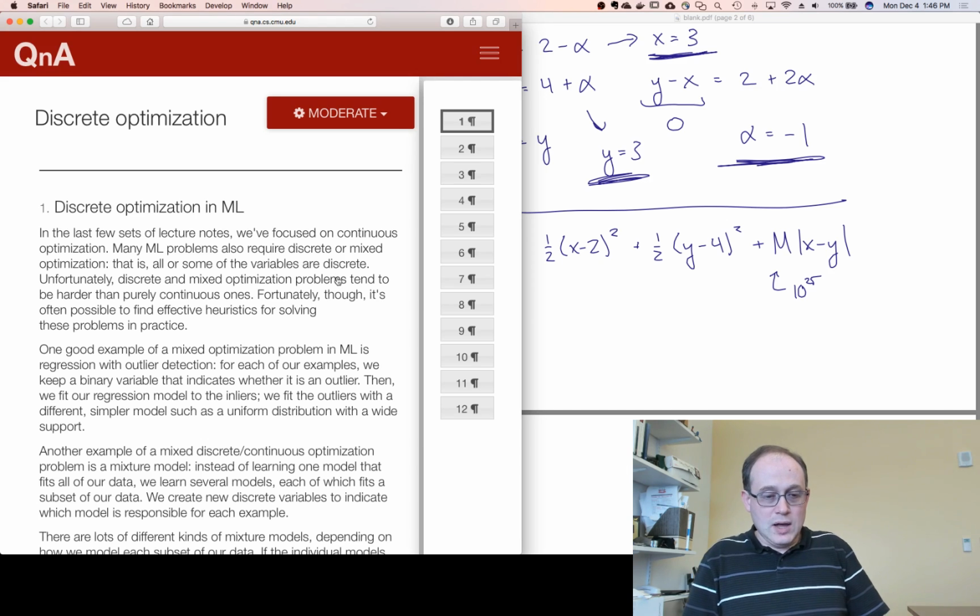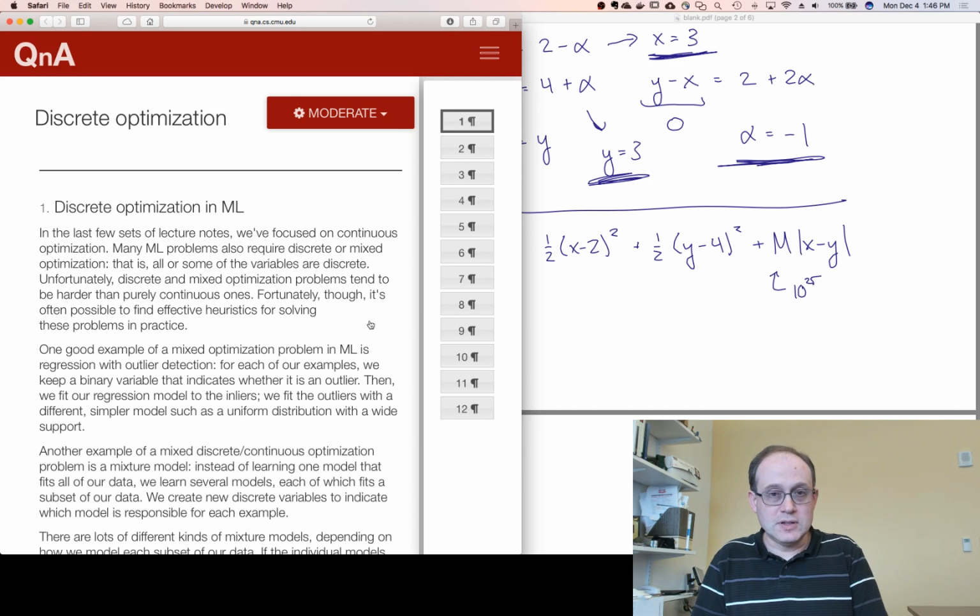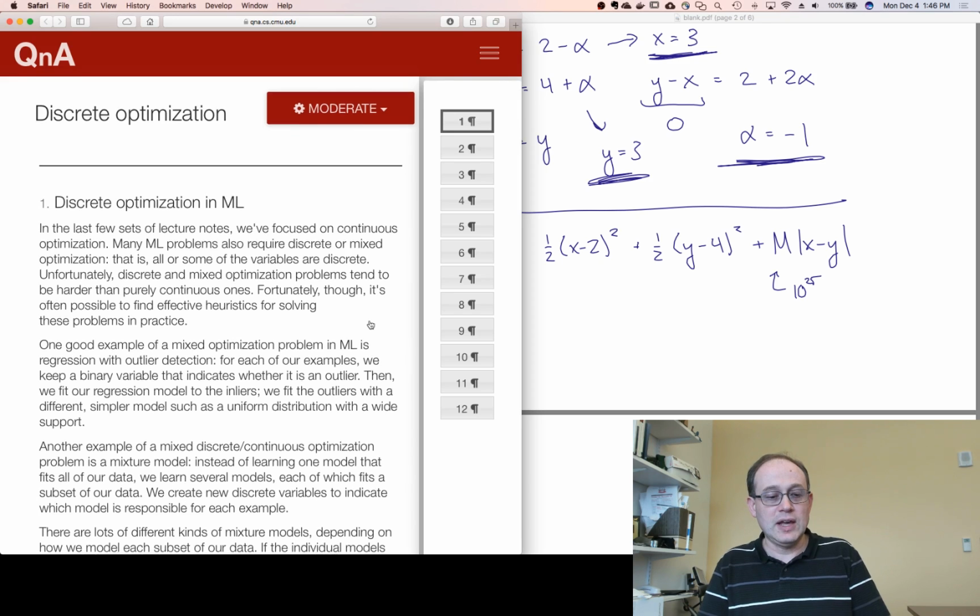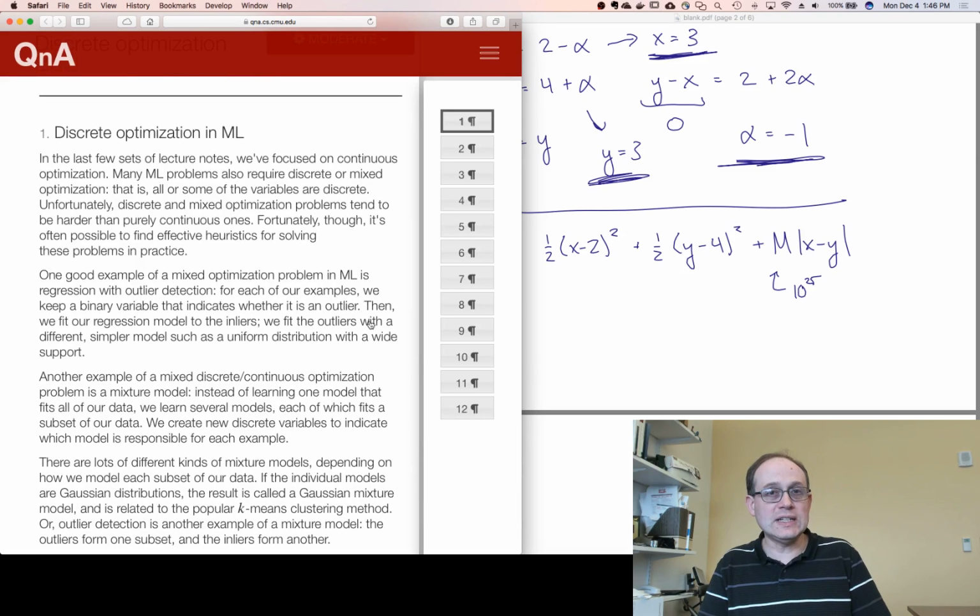There are a lot of machine learning problems that require optimization over discrete variables, or maybe even harder, over a mixture of continuous and discrete variables. And this, unfortunately, tends to lead to harder optimization problems. However, a lot of the time we can solve them anyway.